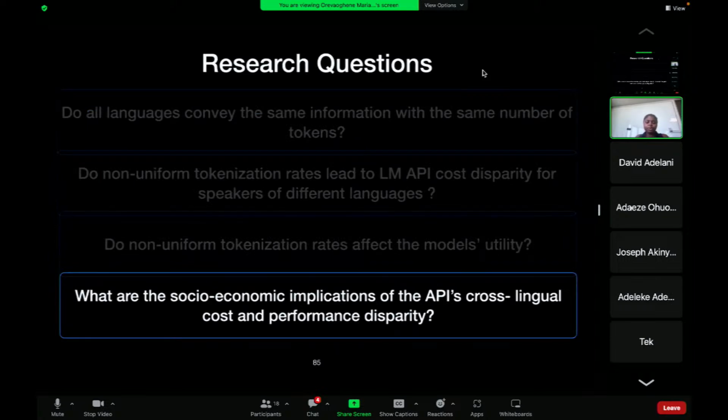So the final question was, given all of this, languages do not convey the same information in the same number of tokens. The non-uniform tokenization rate leads to cost disparity. Some speakers will pay more than other speakers, and this eventually affects model utility. So we tried to see the socioeconomic implications of this cross-lingual cost and performance disparity.